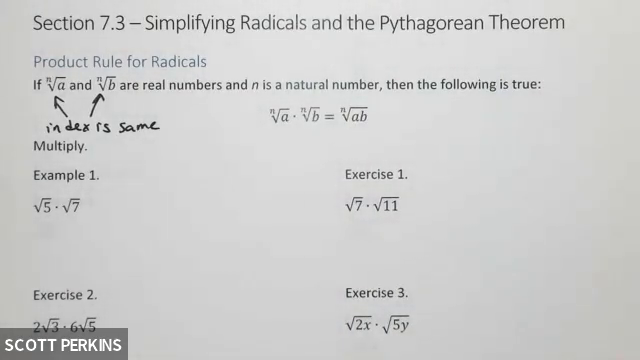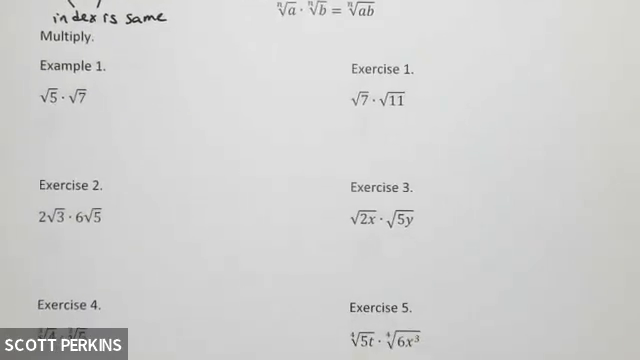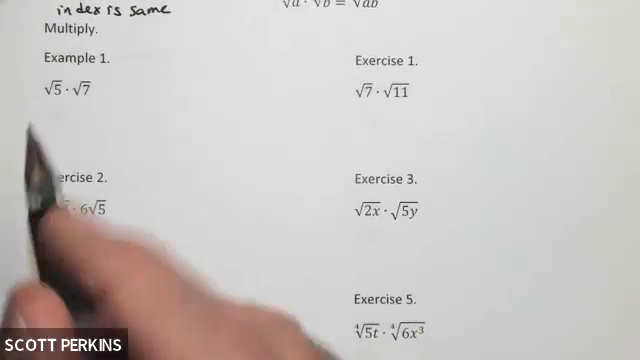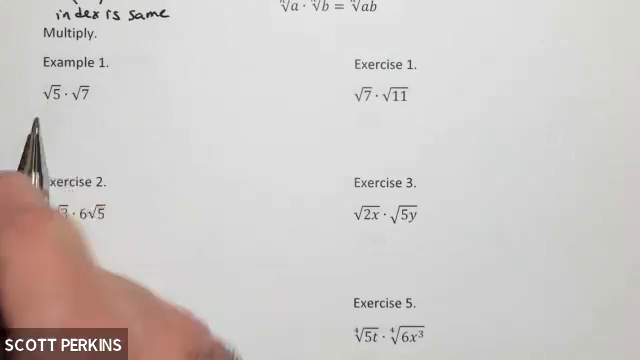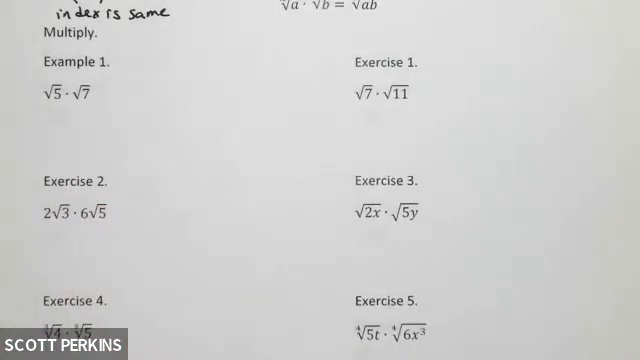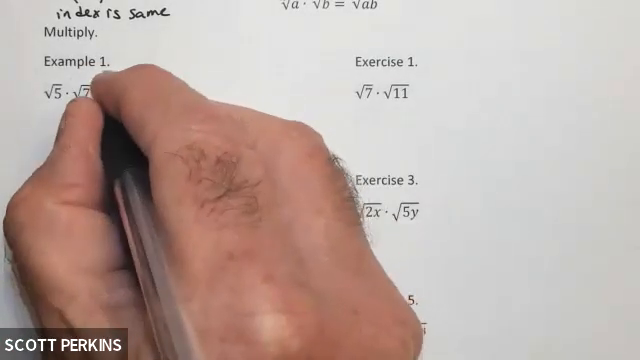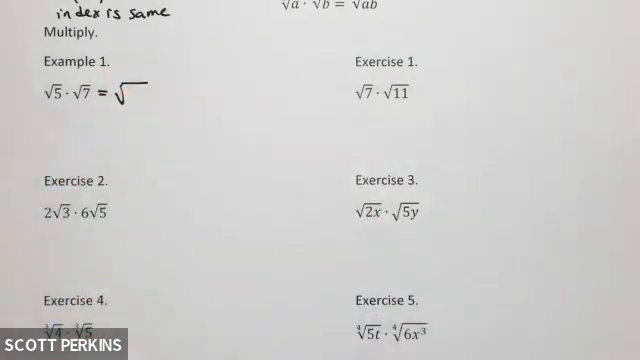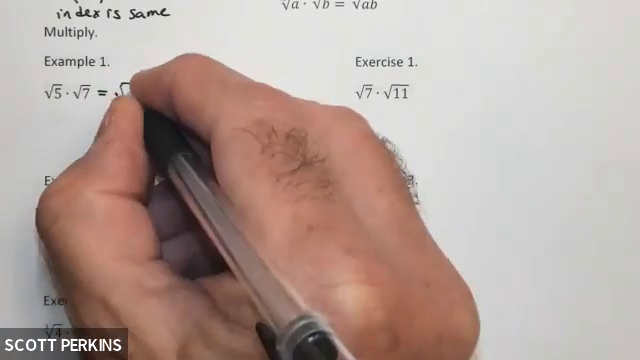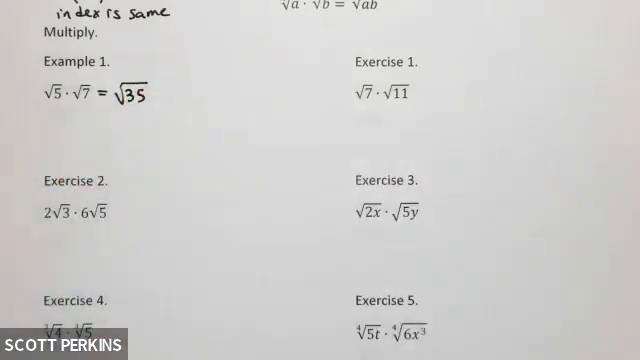So the first couple of examples we're going to do, we're just going to apply this in a very straightforward fashion. So here's my example one. Example one says I got the square root of 5 times the square root of 7. So I want to write this under one radical. So that is going to be the square root of 35, there you go. So we just take both of those numbers, 5 times 7, since they were under the same index, a square root, I can then put them under one radical.